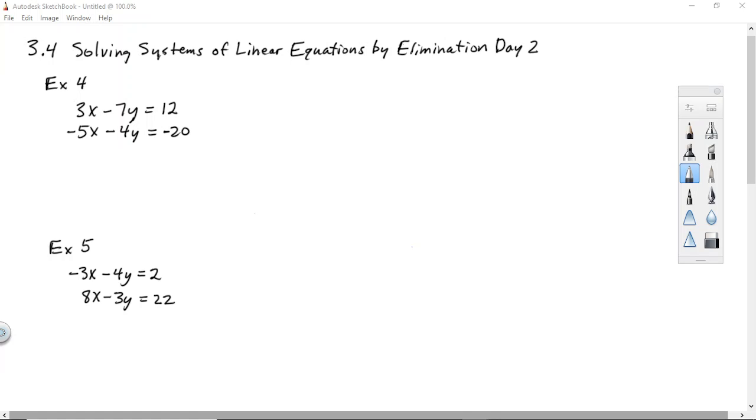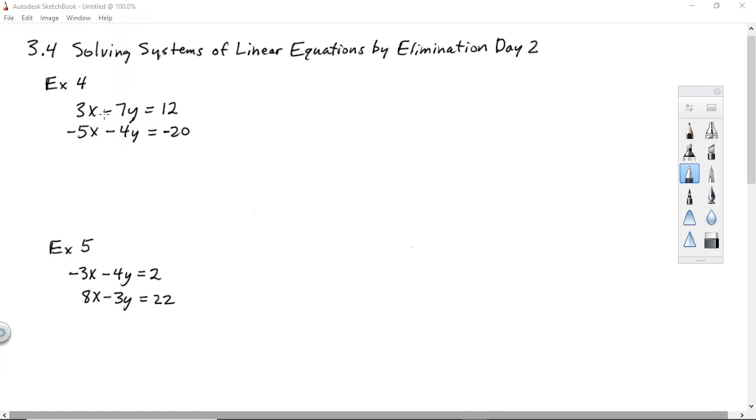Hello, algebra students. This is day 2 of solving systems of linear equations by elimination. And we're going to be looking at some problems that require us to do a little bit more work. Specifically, we're going to have to multiply both equations by something so that when we add them together, one of the variables goes away. So look at this first one.